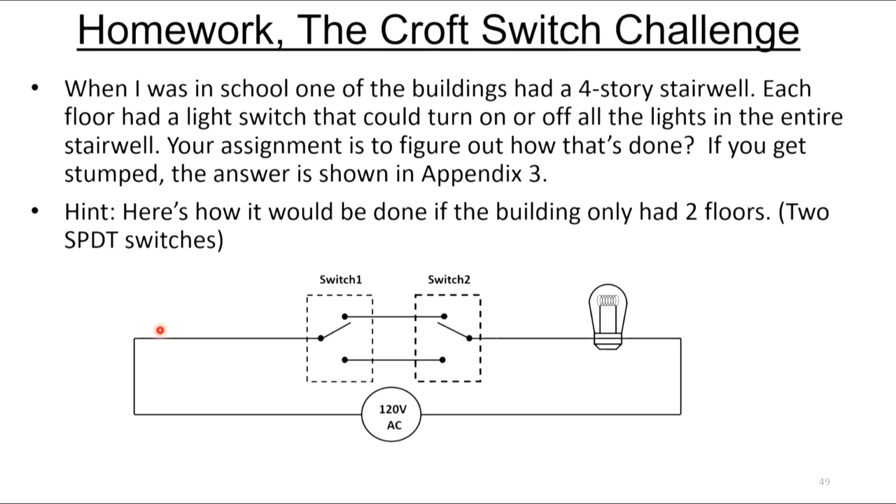I'm going to show you a hint here. This is how you do it if your building only had 2 floors, and I think we're probably all very familiar with this. You'd have your 120 volt here, and your switches, in this case 2 single pole double throw switches. When they're in this position, the light's on. If you flick either one of them, the light's going to go off. If the light's off and you flick either one of them, the light comes on. Well, I want to see how to do that with 4 switches.